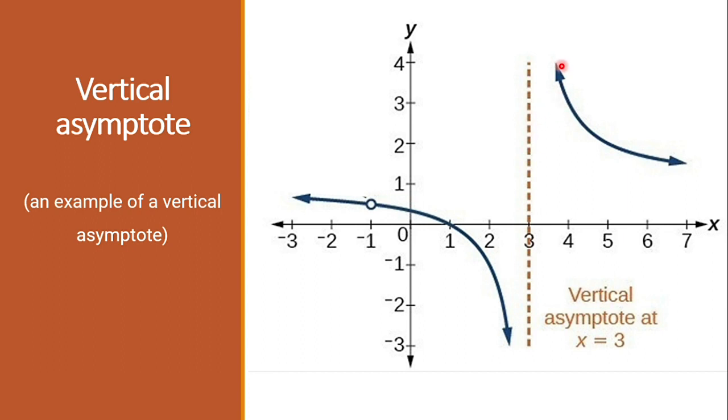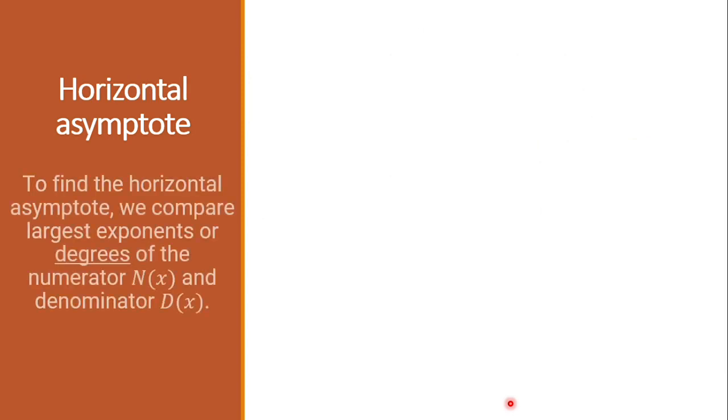So they will just try to extend up to the positive infinity and here up to the negative infinity. Okay, now for the horizontal asymptote, you can find the horizontal asymptote by comparing the largest exponents or the degrees of your numerator and your denominator of the given expression.